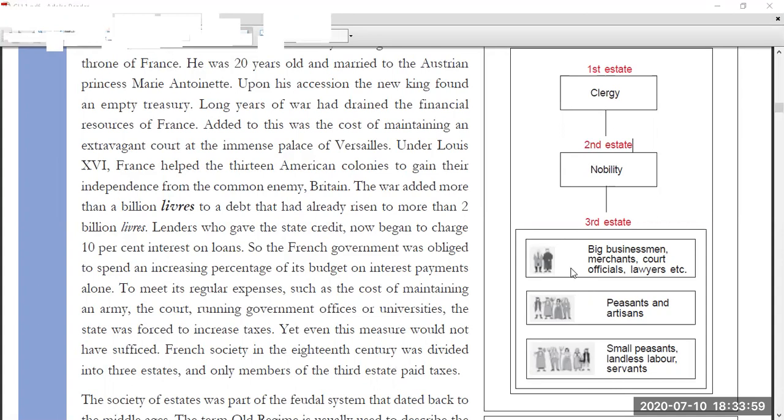And from that also, big businessmen, merchants, court officials were dominating. So most of the people were landless, small peasants, those who were bonded with the first and second estate.